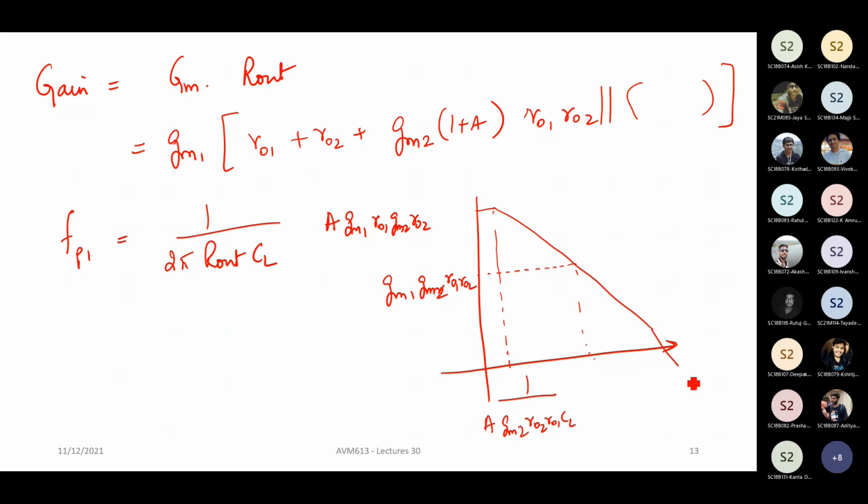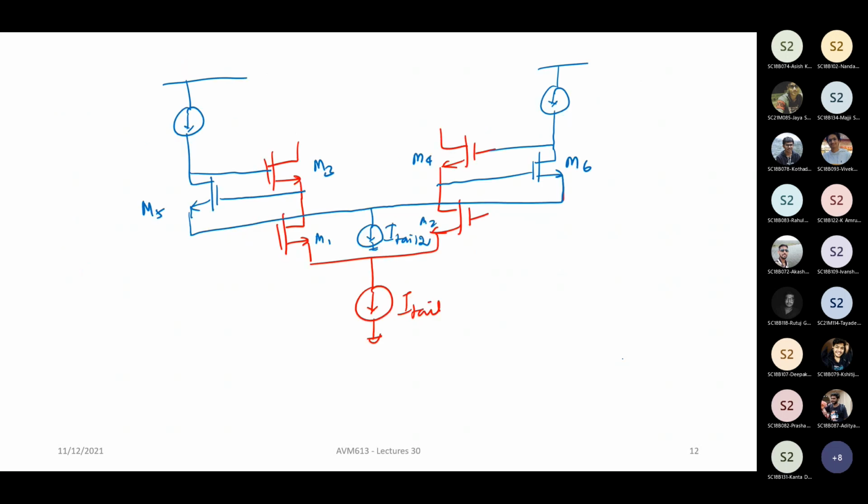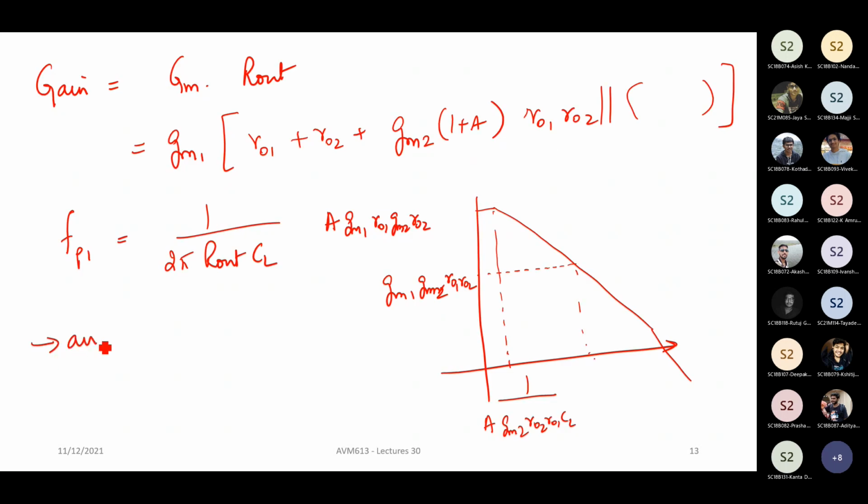Now you will see that there is one more pole which is coming around here, and another thing we must keep in mind is that this particular auxiliary amplifier also has a pole. So those things will kick in somewhere here.